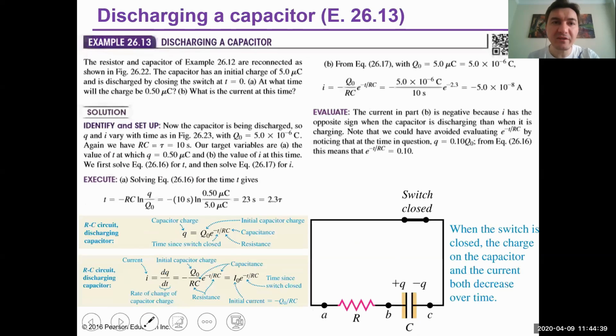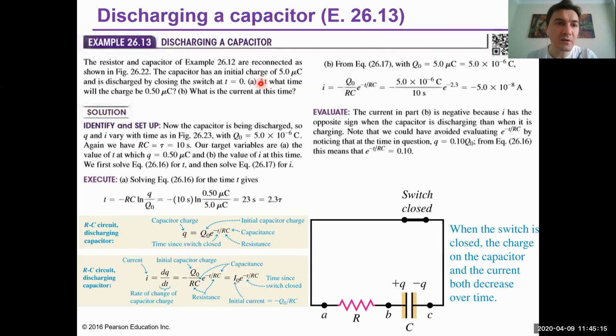Okay, let me continue with discharging a capacitor. The resistor and capacitance of that example are reconnected as shown here. We remove the battery and we open the switch. The capacitor has an initial charge of 5 microcoulomb at the beginning and is discharged by closing the switch at time t equals 0. Just close the switch and then current will pass through the circuit, and the capacitor will be discharged and the current will decrease.